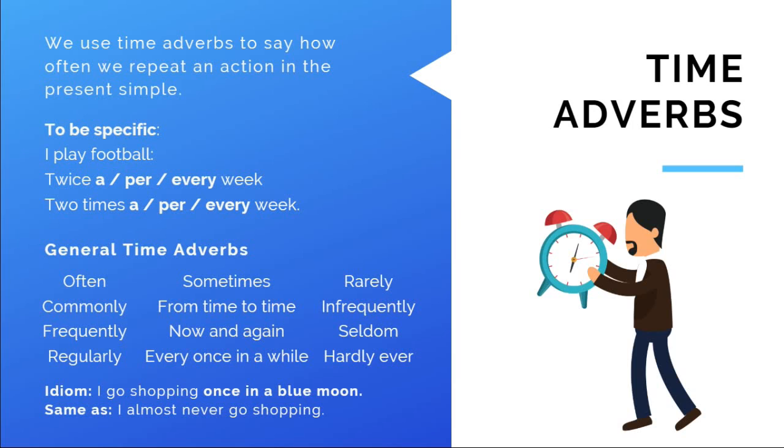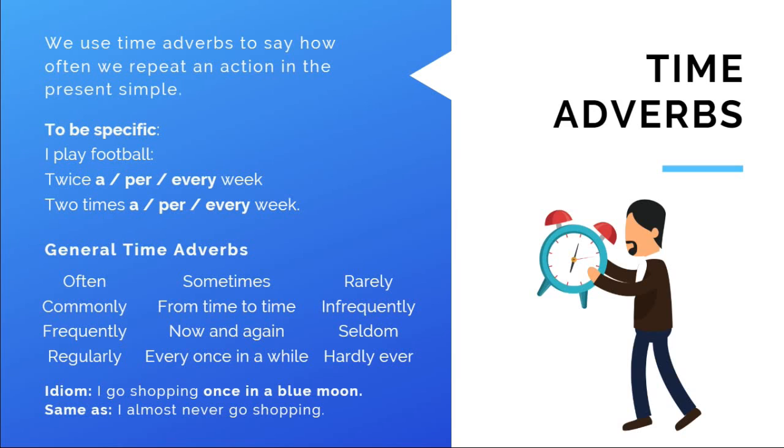So, when we use the present simple to talk about repeated or habitual actions, then we can describe to someone more specifically how often we do something, how much we repeat an action. So if you want to be very specific, you can use a, per, or every. Look at this example. I play football twice a week, twice per week, or twice every week.